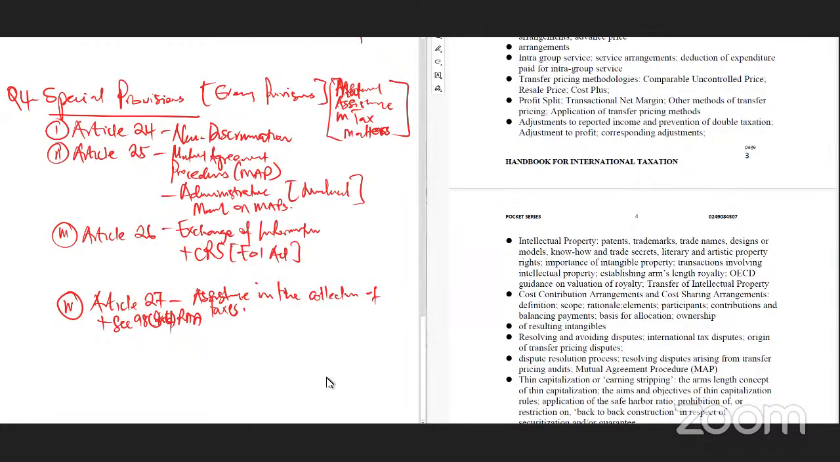Can you read the Article 26? You said exchange of information plus the other word. You just write exchange of information. That is all. All of them will go under exchange of information.